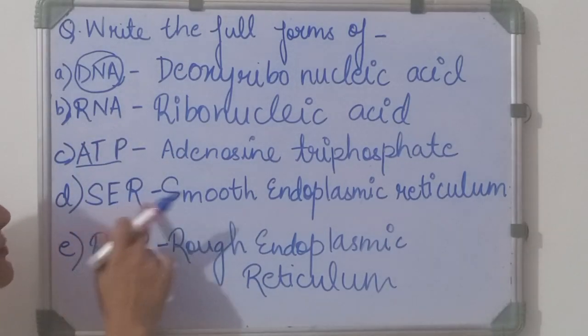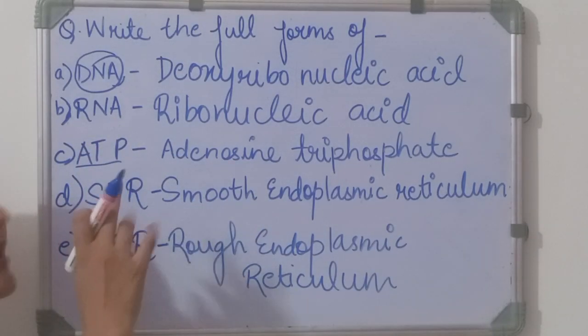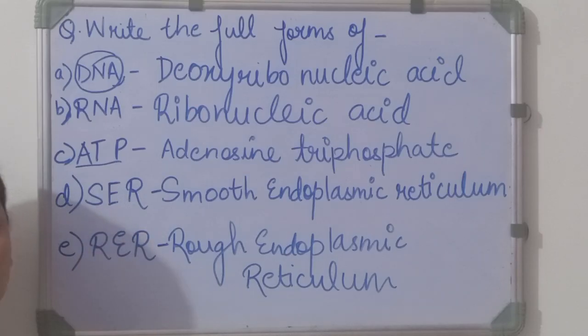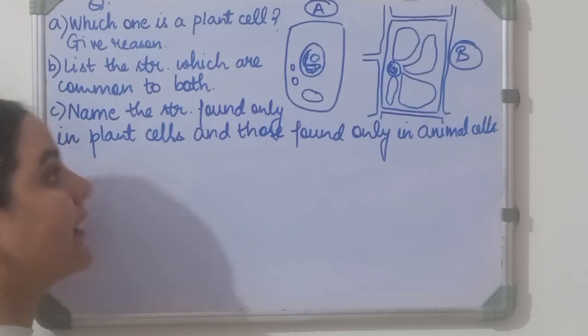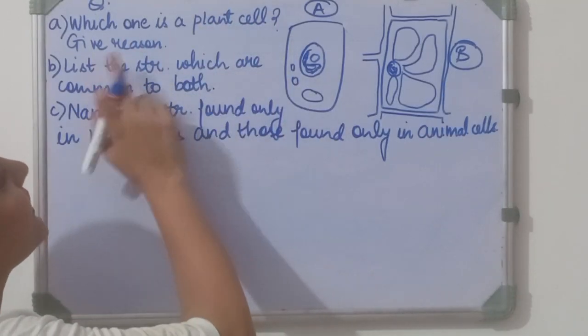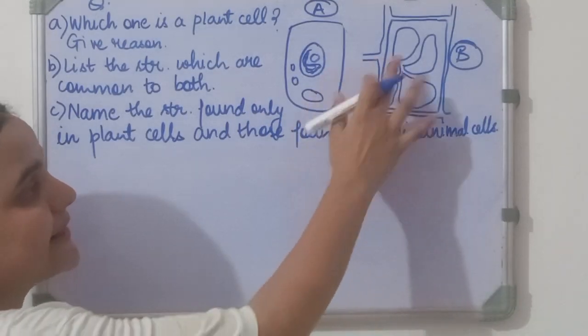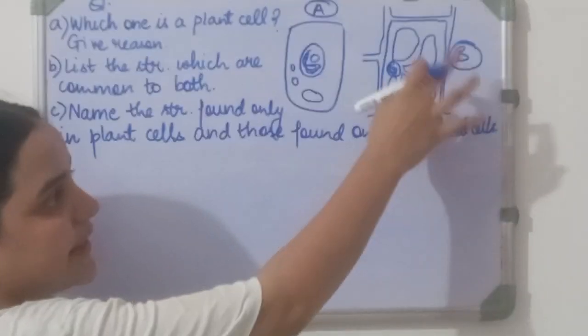Now smooth endoplasmic reticulum, it leads to the formation of fats and lipids, and it also helps in detoxifying harmful substances. Then last is rough endoplasmic reticulum. It synthesizes proteins with the help of ribosomes which are attached on its surface. Okay, I hope it is clear. This is a diagram based question. So let's start. Which one is a plant cell? Give reason. You have to identify a plant cell, whether it is A or B.